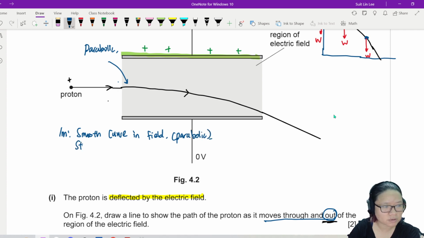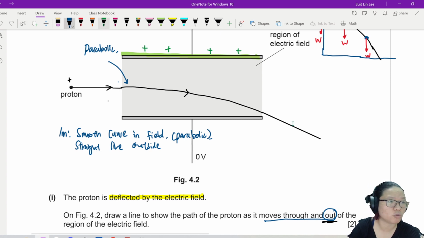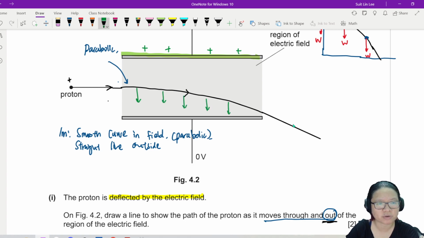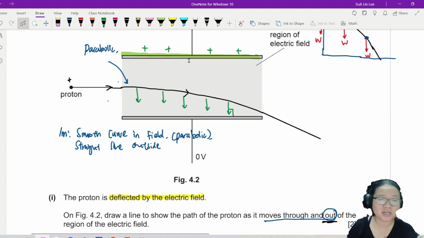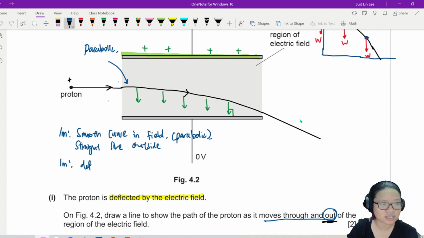And then straight line outside the field, outside the region of the electric field. Because outside the region of electric field, there's no more electric force. Here you have electric force pointing in this direction, always 90 degrees to the plate. And then once you leave already, there's no more force, so it moves in a straight line. The second mark is when the bend or the deflection is downwards.